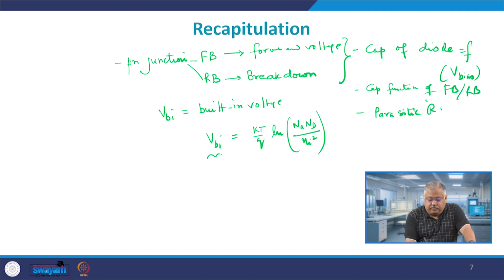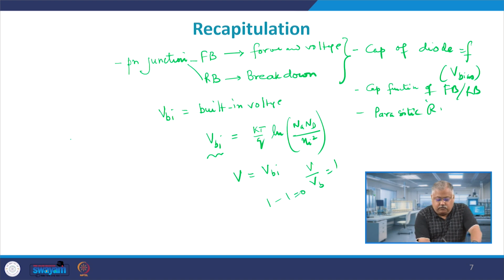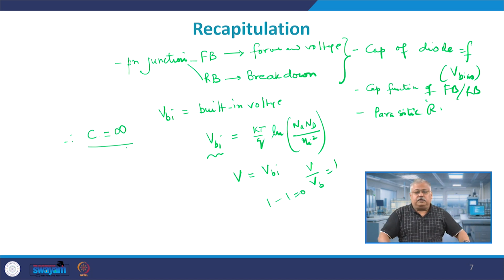So, we learned V built in, and then how V built in is related to the capacitance. When my applied voltage is exactly equal to V built in, we saw that the quantity 1 minus V by V built in will be equal to 1 minus 1, which is 0, and therefore I can safely say that my capacitance is actually infinity, right. And this happens when my applied reverse bias is approximately equal to the built in voltage of the device. The physical reason for this you need to find out.